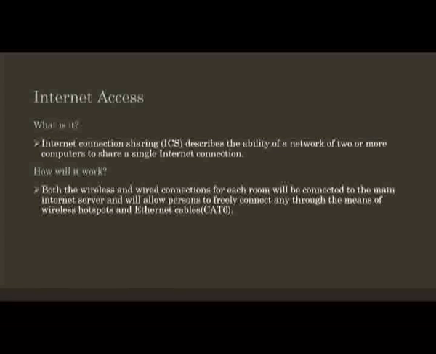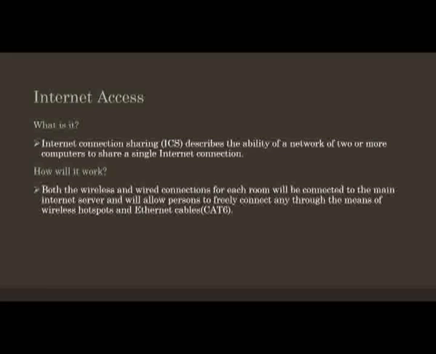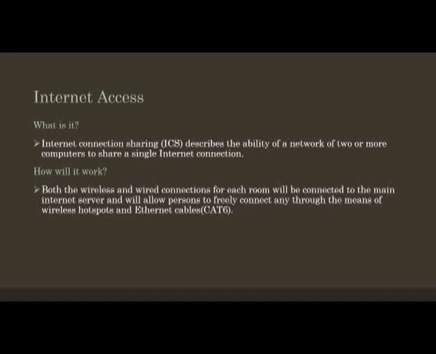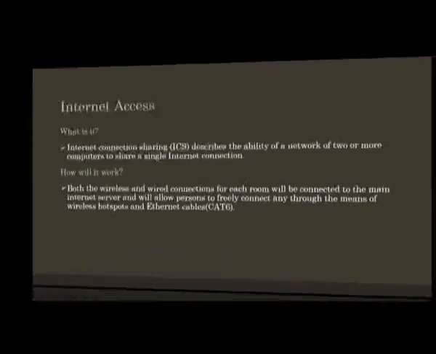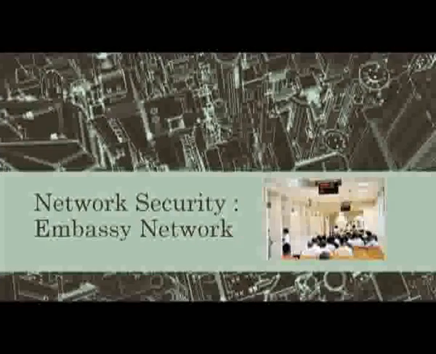Internet access. What is it? Internet connection sharing (ICS) describes the ability of a network of two or more computers to share a single Internet connection. How will it work? Both the wireless and wired connections for each room will be connected to the main Internet server and will allow persons to freely connect through wireless hotspots and Ethernet cables.